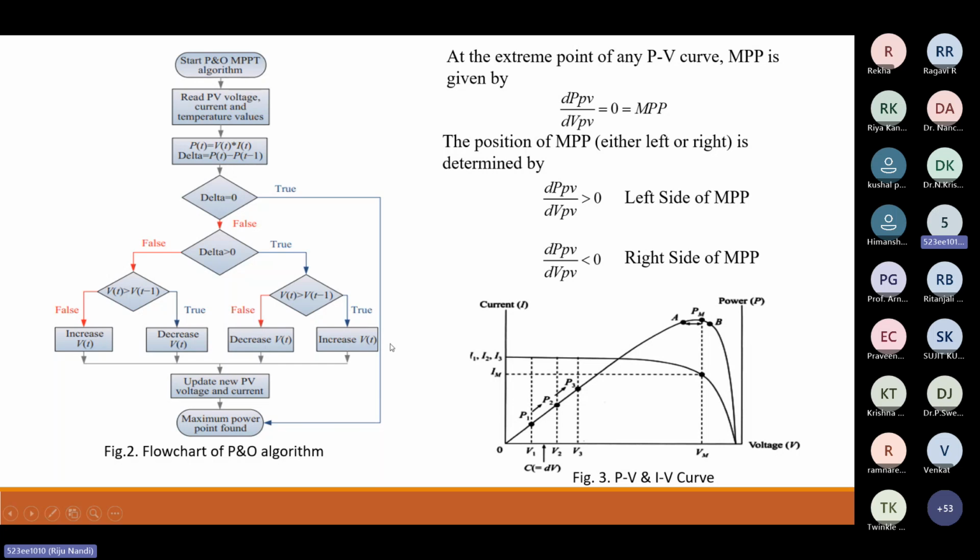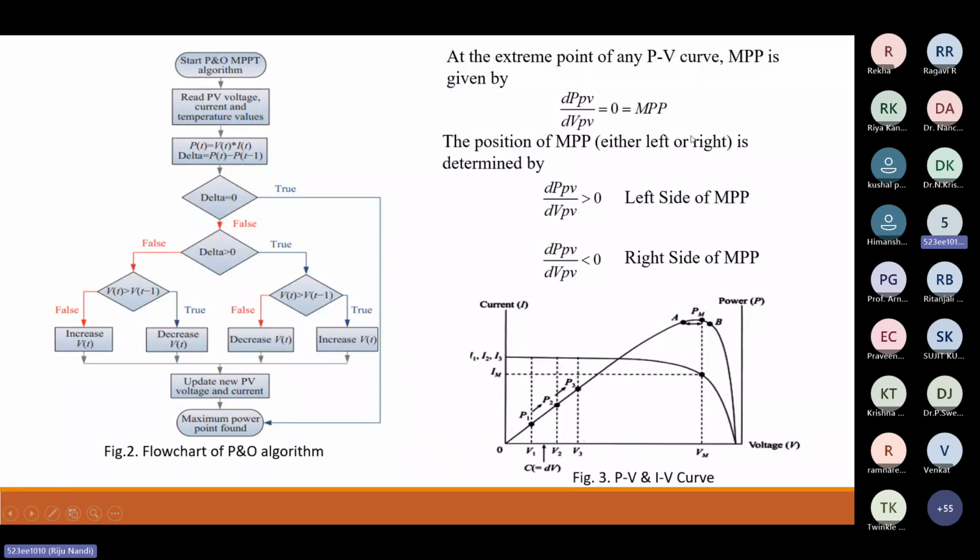After the programming, we get the new PV voltage and current. The product of V and I gives the maximum power point. So this is the curve of the P and O.